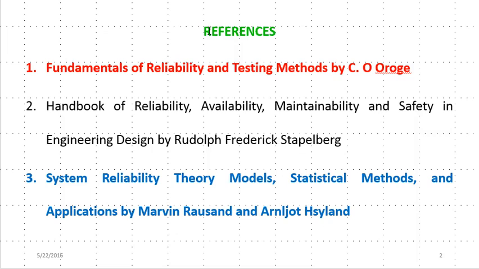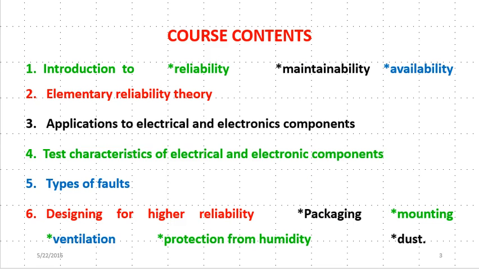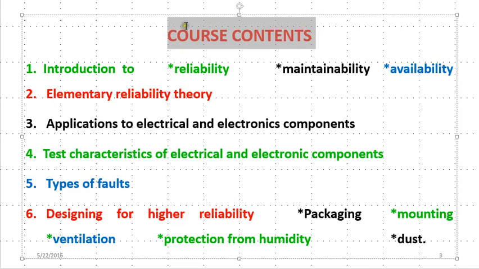The references I would like to give to the students are given here. I have 3 books, but the first one, The Fundamentals of Reliability and Testing Methods, is very, very important. So the student should try to consult these materials. The next item is the course content, and you can see here we have 6 items. Therefore, we can call this a 6-point agenda.